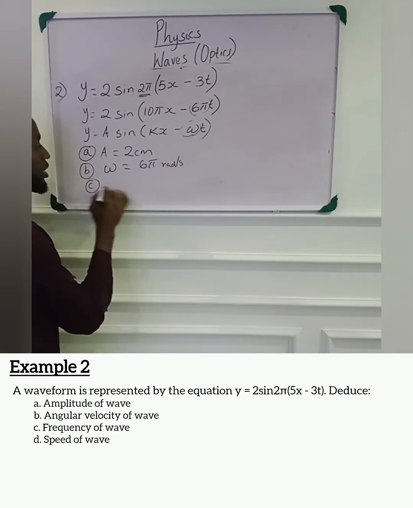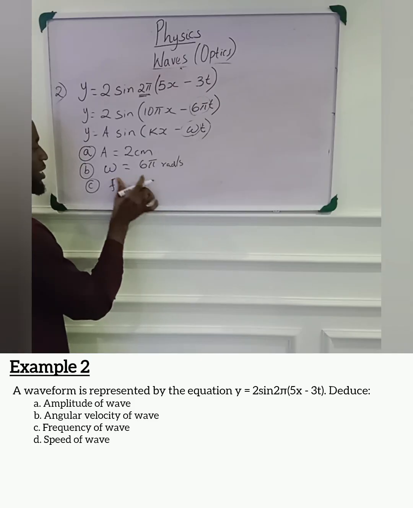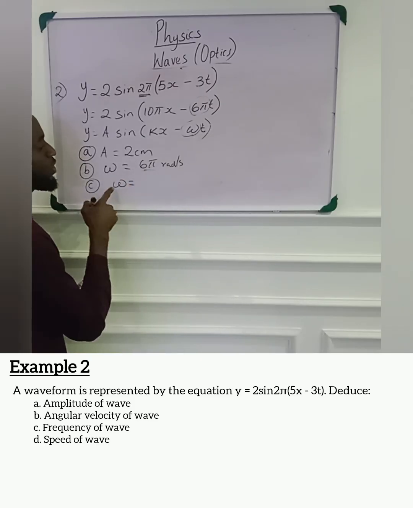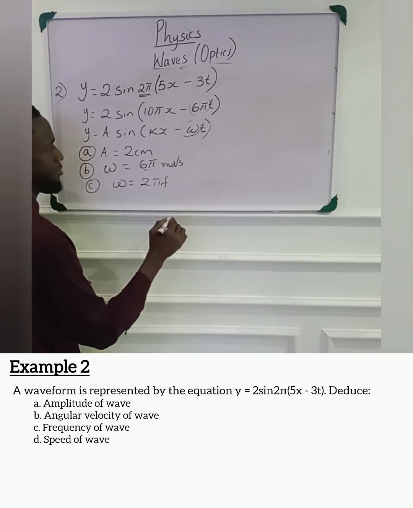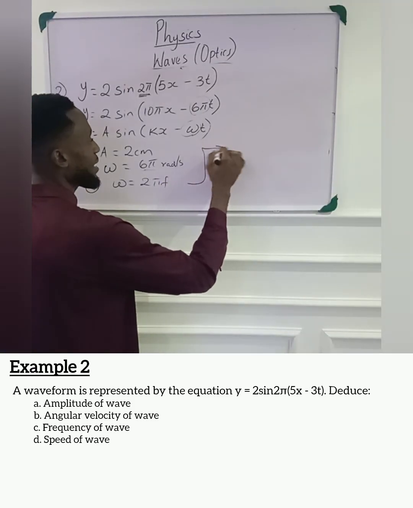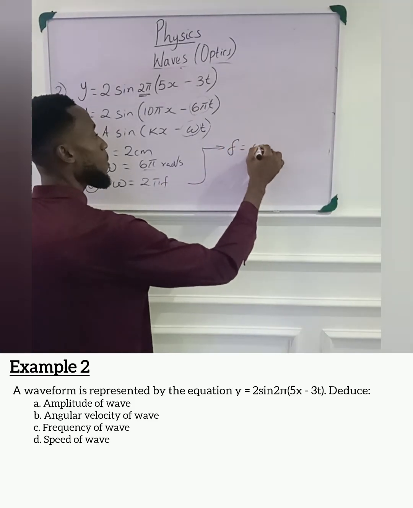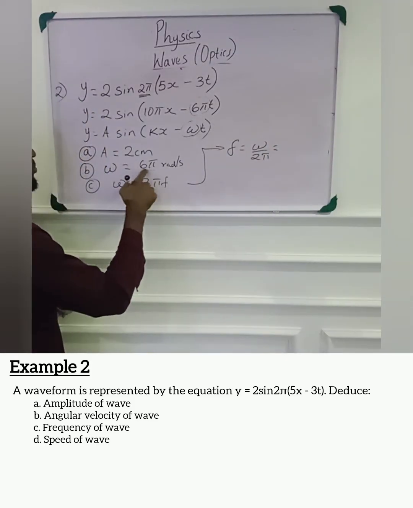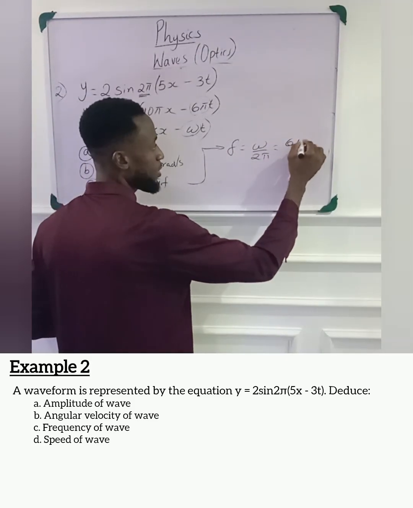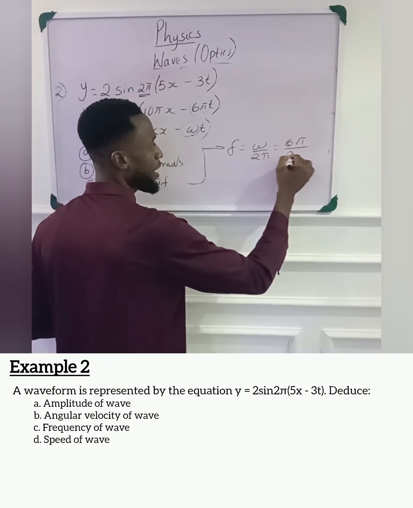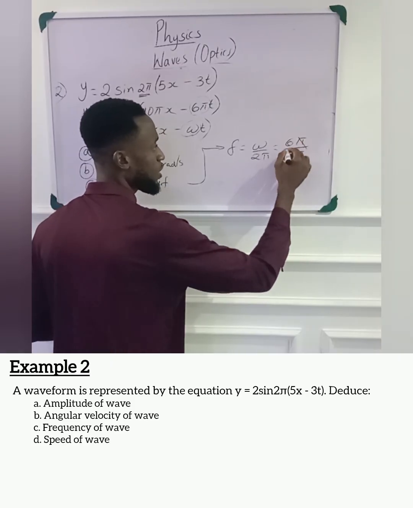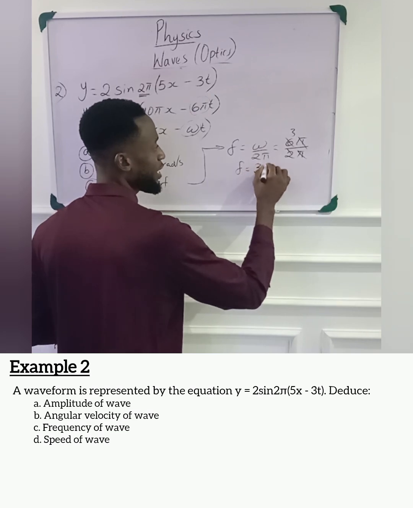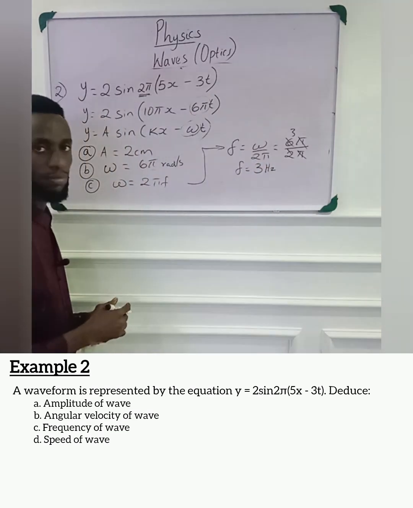Third but not the least is the frequency. Remember what I said. Now that you know what the angular velocity is, just tell yourself angular velocity should be 2 pi f, which means that f will become omega divided by 2 pi. What is omega? 6 pi. So that becomes 6 pi divided by 2 pi, with pi cancelling itself and 2 dividing 6, your frequency becomes 3 hertz.